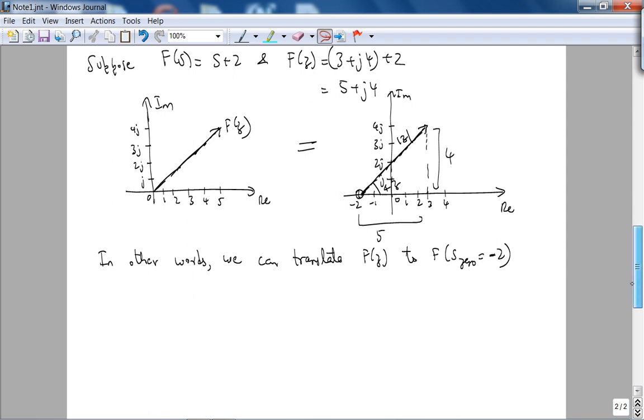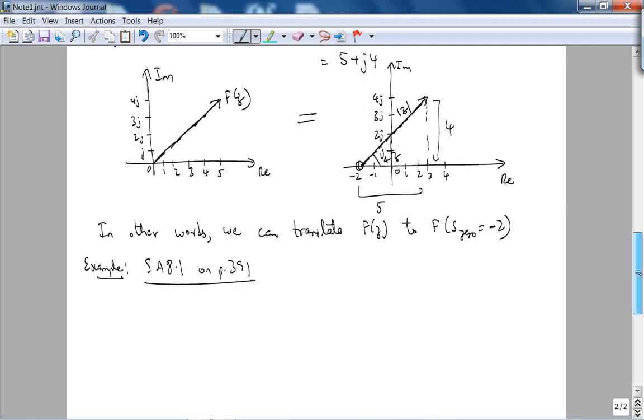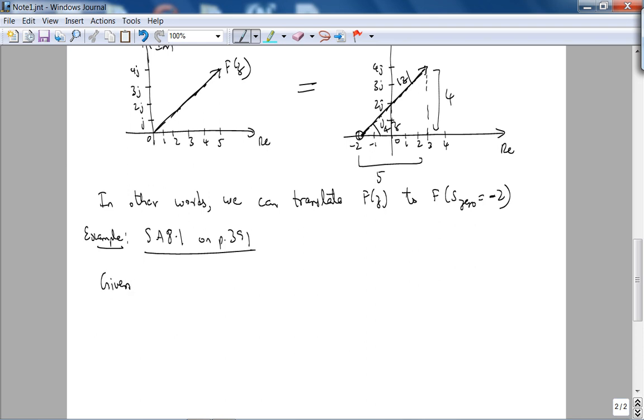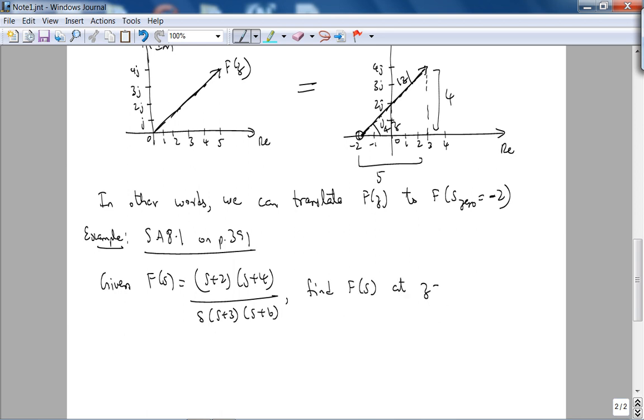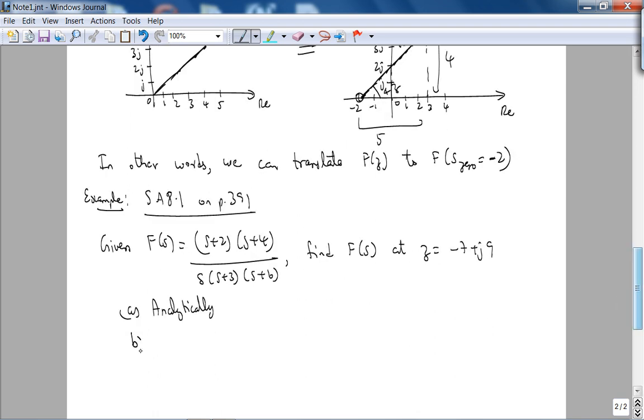So let's look at now the skill assessment exercise. Here's the example. This is skill assessment exercise 8.1 on page 391. So given f of s is s plus 2 times s plus 4 over s times s plus 3 times s plus 6, find f of s at s equals negative 7 plus j9, a, analytically by simply plugging in, and b, graphically using vectors.